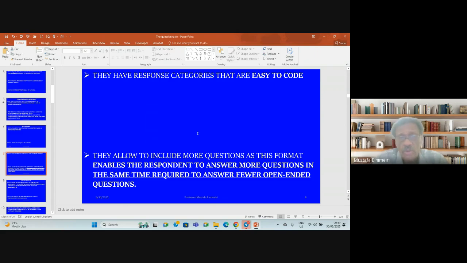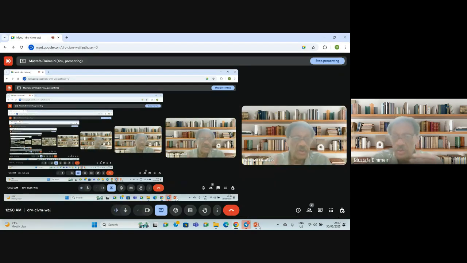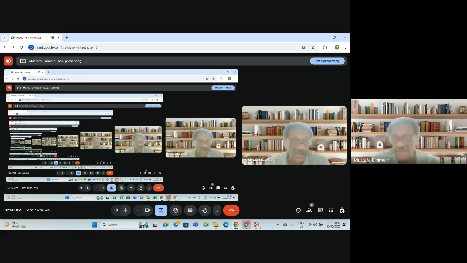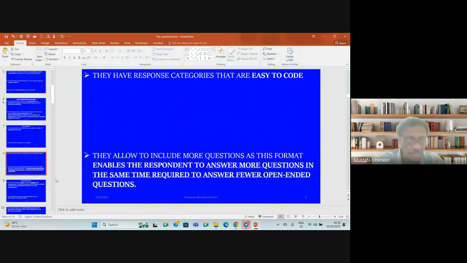Also, such questions allow you to include more questions. This format enables the respondent to answer more questions in the same time required to answer fewer open-ended questions. In other words, open-ended questions usually need more time. So if you compare the time consumed for answering 30 open-ended questions, it will be longer than the time consumed for answering the same questions if you make them closed.